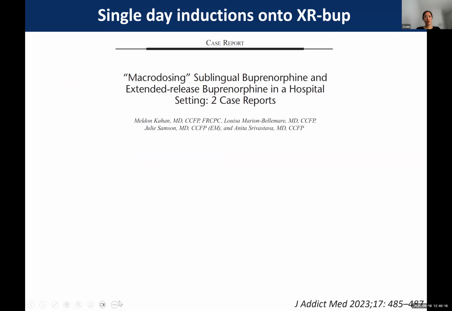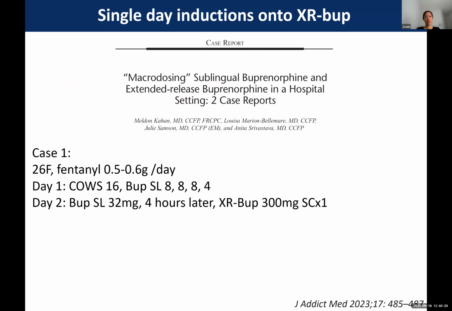So this shows more evidence for single day inductions. This group is from Ontario, and they published how they put patients on Sublocade who were fentanyl users. So we have a case of a 26-year-old female who uses 0.5 to 0.6 grams of fentanyl a day and came in some withdrawal and was given a total of 28 milligrams day one. And then day two, they gave them 32 milligrams max and onto the Sublocade, and it was tolerated well.